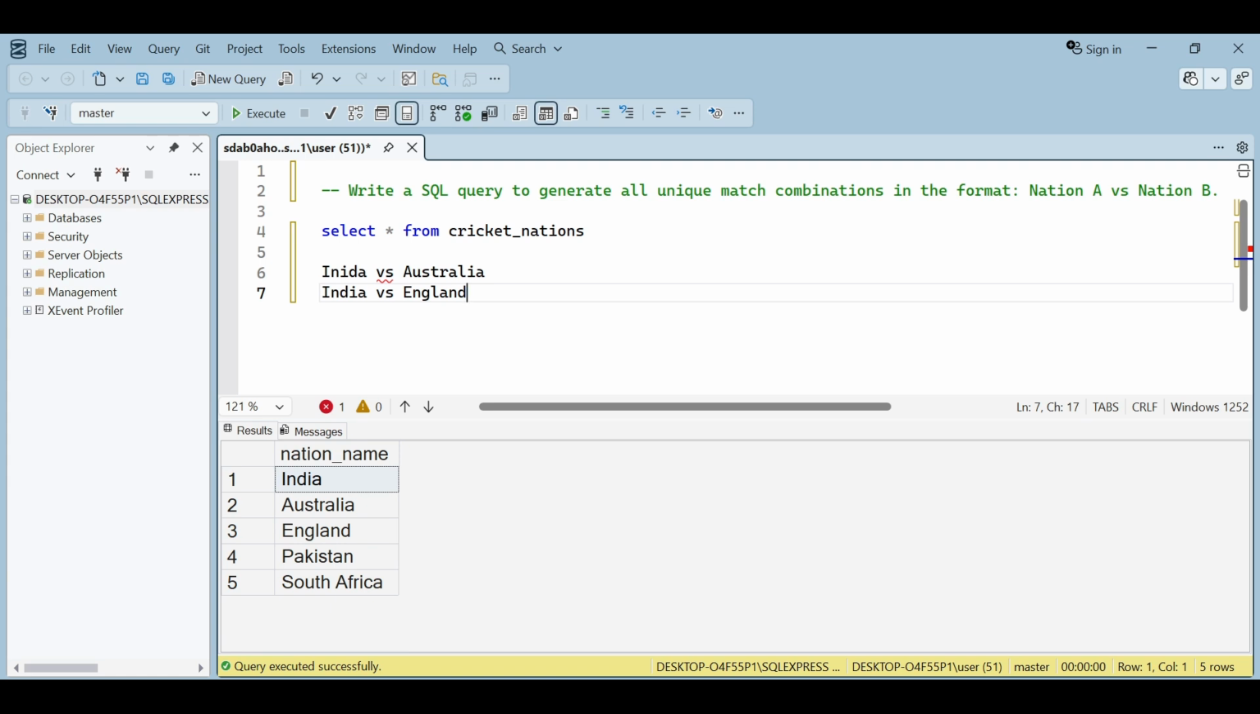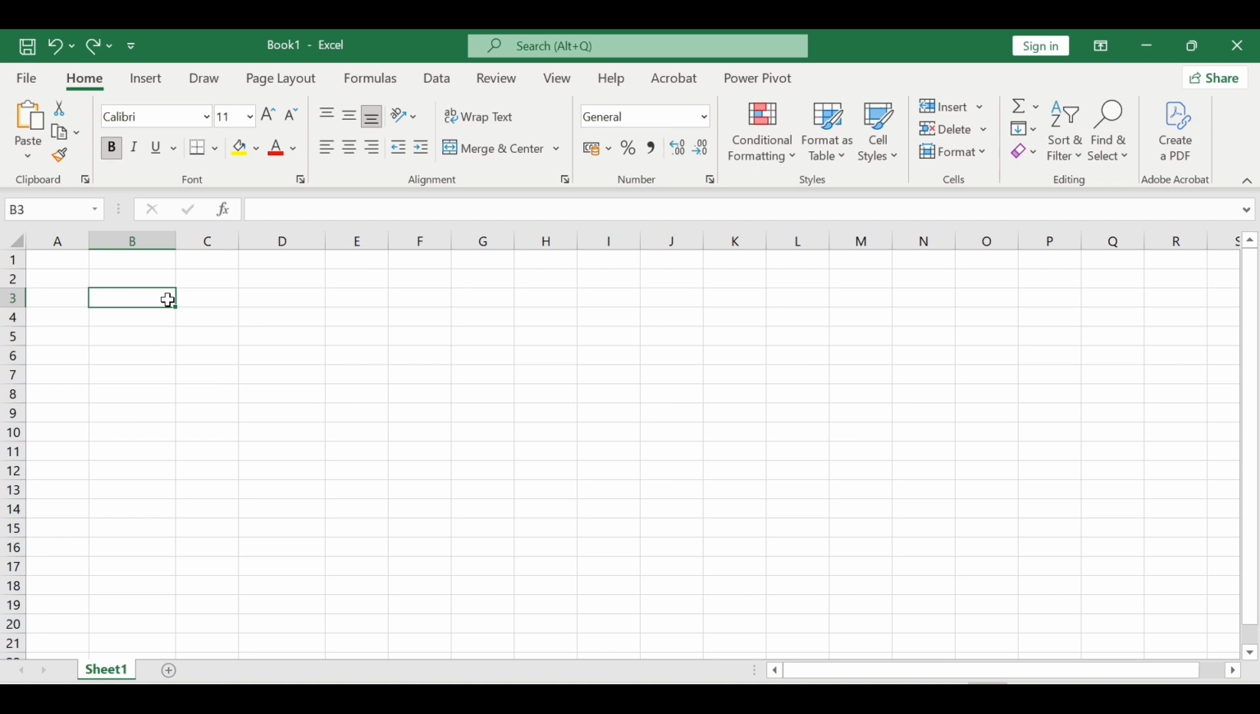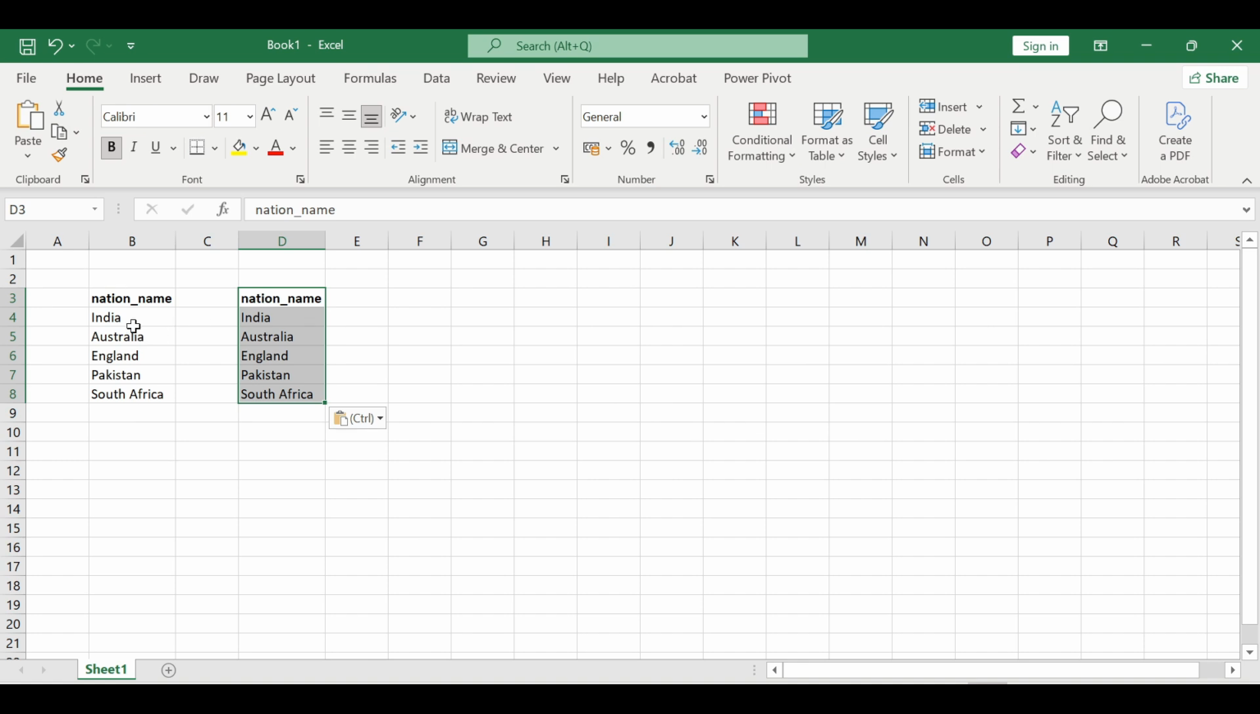To understand how to solve this question, let me copy this data and put it in Excel, and we will see how we can solve it. Let us paste the data here and paste it in another column. Now we have to find this combination, that what all nations can have a match. India can have a match with Australia, England, Pakistan, and South Africa. If you see carefully, we have to join this nation name with itself. So we have to do a self join here. And to obtain this self join, we can make use of cross join in SQL.